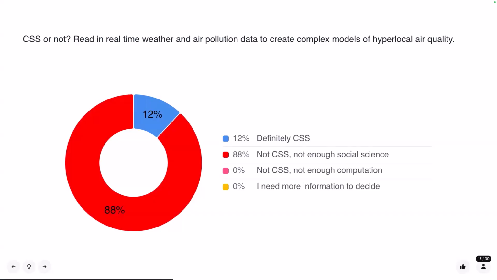So quite interesting here. Currently it looks like the majority are saying that there's not enough social science here. Votes are still coming in, but we'll just have a little chat about this as they do. We'd have to know more about the question, right? Is it looking at a link between hyperlocal air quality and human behavior?